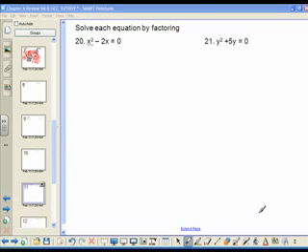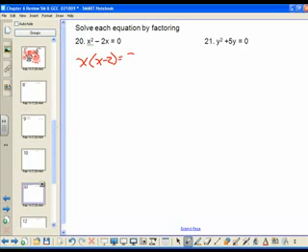Now, focus. Eyes, ears, mouths closed. First thing we need to do is factor out any greatest common factor. And the greatest common factor here is an x. Remember, that still equals 0. Which means either x has to equal 0 or x minus 2 has to equal 0. Our zero product property. Remember, if a times b equals 0, then either a equals 0 or b equals 0. That's that zero property we talked about last time.